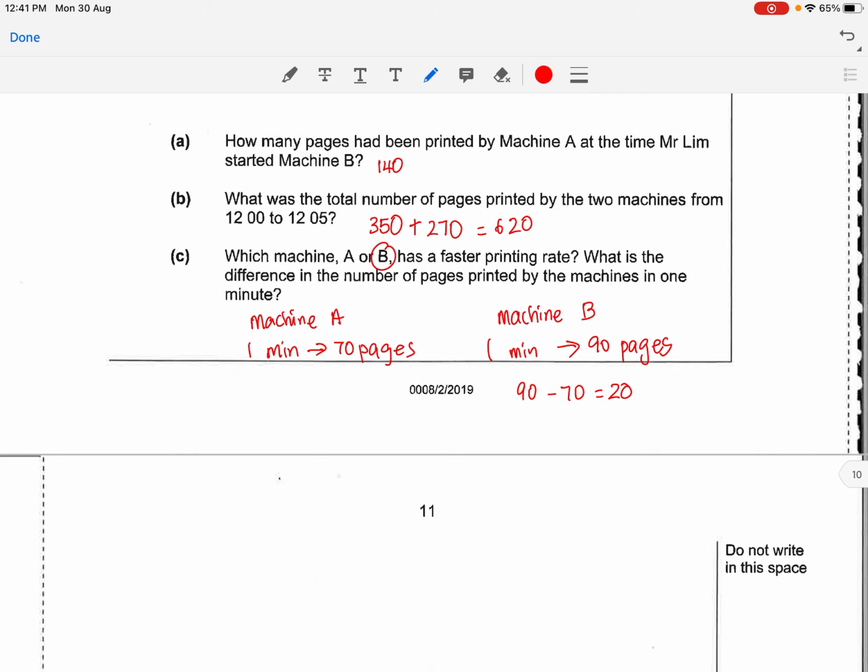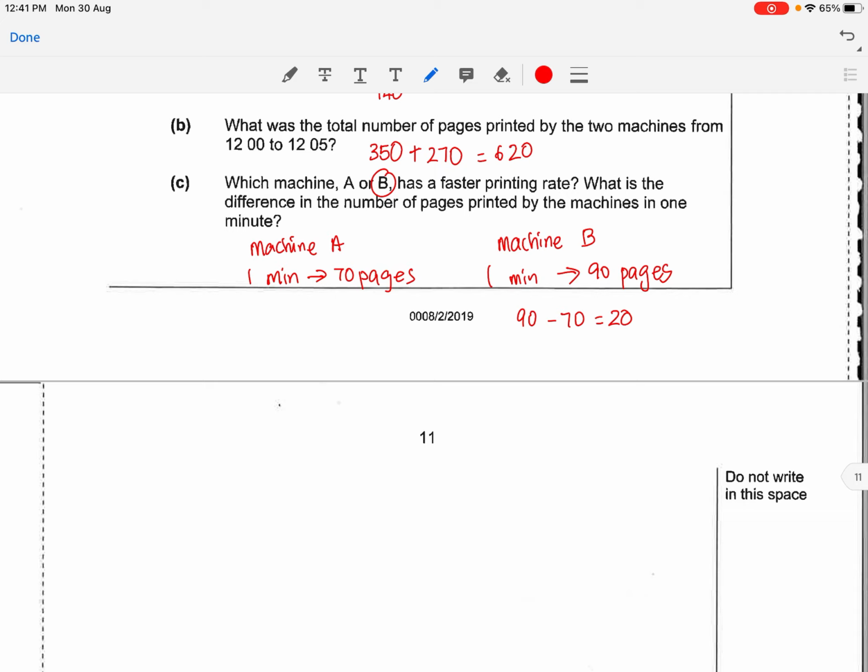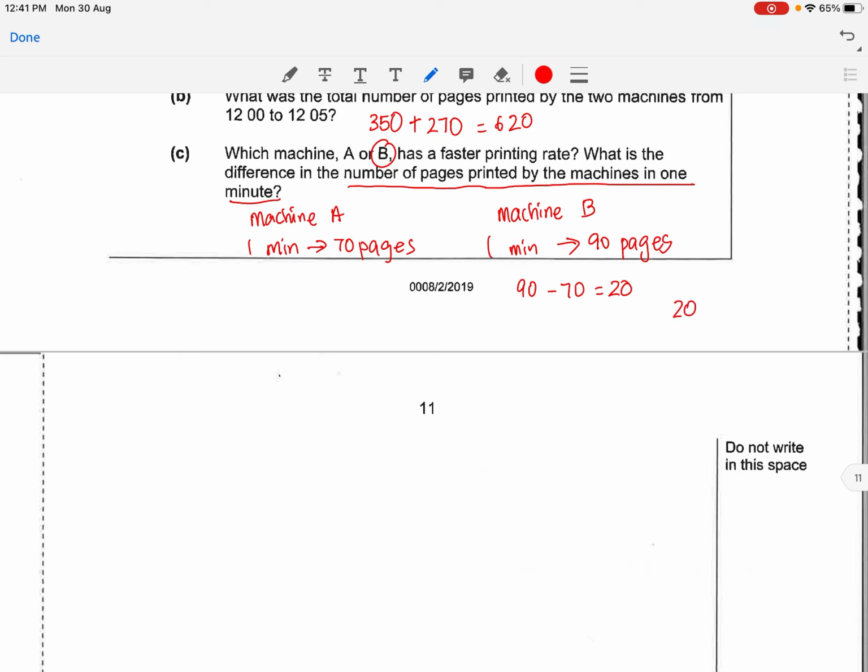So your answer for part C has to be given in, because they want the difference in the number of pages printed by the machine in 1 minute, your answer cannot be just 20. Your answer needs to be given in the form of rate, 20 pages per minute. You need to write it like this. Alright, for pupils who just write 20 and did not give me the rate, 20 pages per minute, right? There is a chance that you might lose half a mark for this. So please take note.